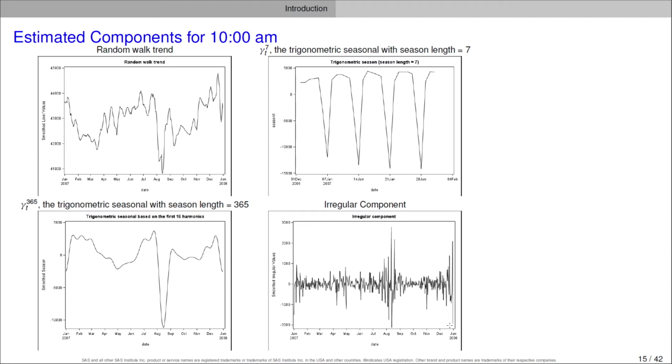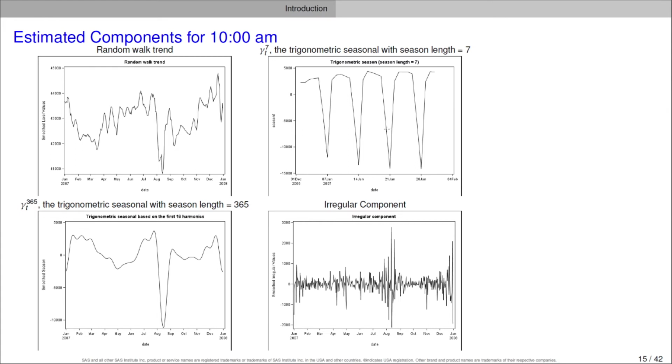The vertical axis in these plots, however, differs in scale. For example, this vertical axis goes from 41,000 to 45,000, whereas this y-axis goes from minus 15,000 to plus 5,000. The irregular component has a vertical axis varying between minus 2,000 and plus 3,000. So pay attention, the vertical axes are not on the same scale. Such plots are very useful to understand the contribution of each component to the model, as well as whether their patterns conform to our expectations. For example, the trend plot shows that the mean demand varies around 43,000 units.